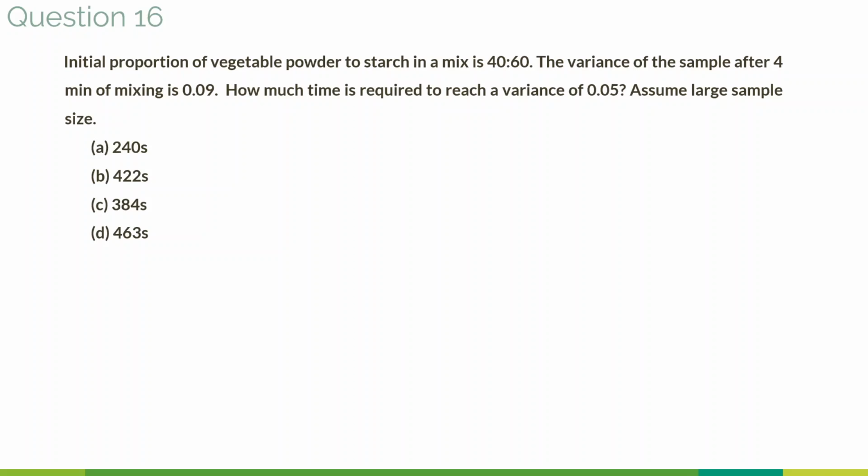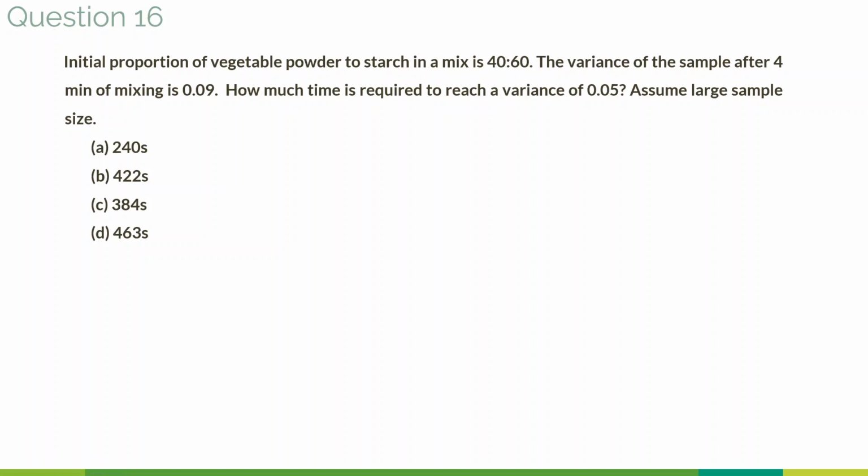So in this particular question, you do not have the sample details given. You do not have 10 samples and you do not have the weight fraction of each of the samples. Instead, they have directly given you the variance at that particular time point, that is after 4 minutes. So if for 4 minutes your variance is 0.09, what is the time required to reach a variance of 0.05? And you have the P value given here. P value can be calculated as 40 divided by 40 plus 60, and hence P value is 0.4.